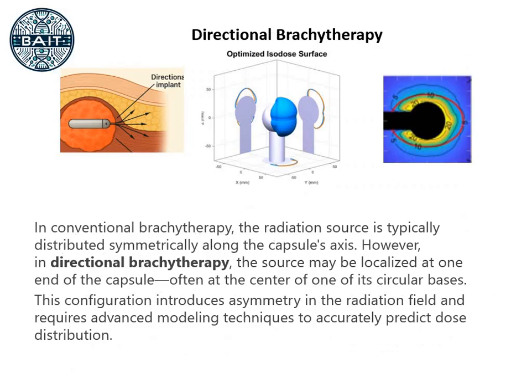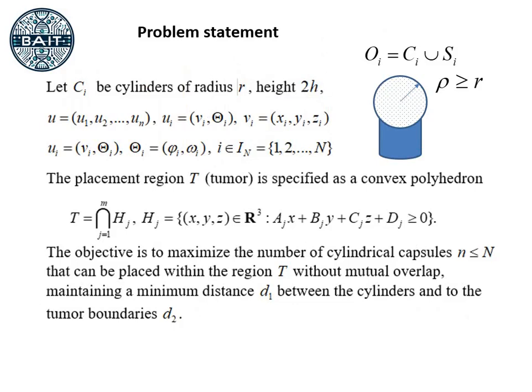In conventional brachytherapy, the radiation source is typically distributed symmetrically along the capsule's axis. However, in directional brachytherapy, the source may be localized at the end of the capsule, often at the center of one of its circular bases. This configuration introduces asymmetry in the radiation field and requires advanced modeling techniques to accurately predict the dose distribution.